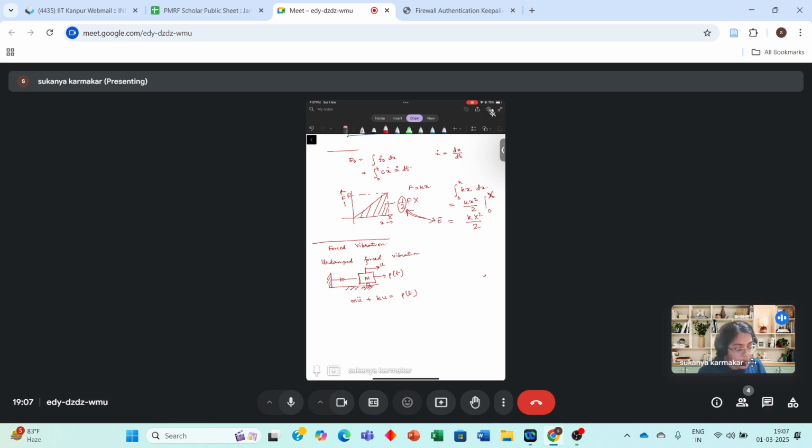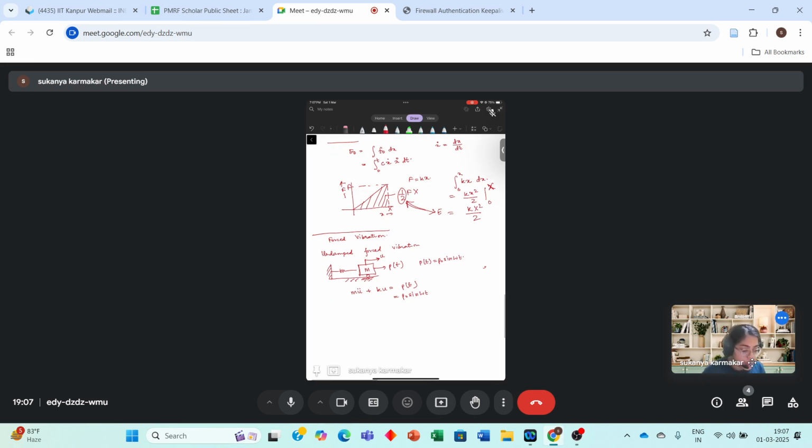And suppose p of t is of the form p naught sine of omega t. So the solution of this differential equation will be composed of two parts. You'll have a complementary solution and a particular solution. Complementary solution meaning when the right hand side is 0, and particular meaning when you have this forcing function sitting on the right hand side.